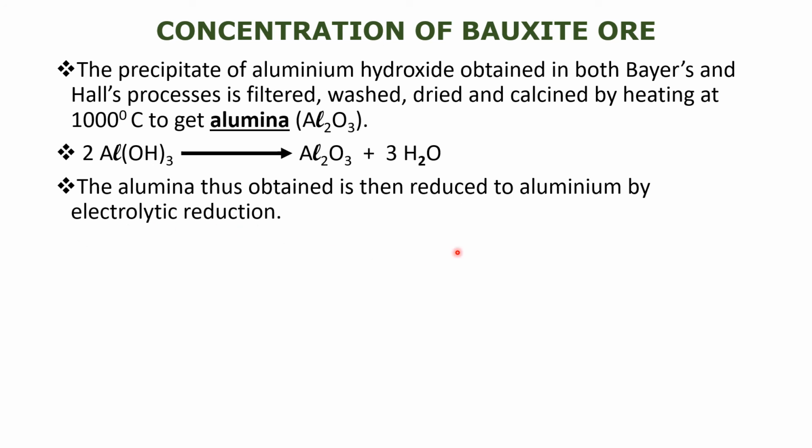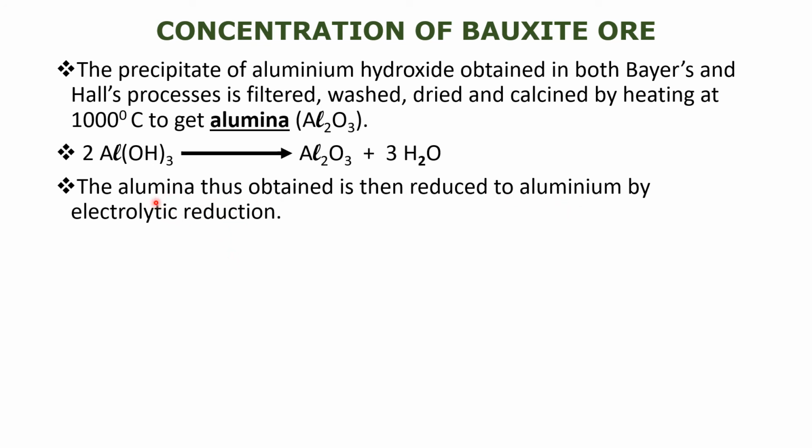Now we will do the second method. Now this is the first process. Remember, in metallurgy there are three processes. One is concentration, second one is isolation or reduction, and third process is refining. So we have finished the first process for aluminium. Now we will go to the second process: how we can use electrolytic reduction to reduce the alumina to aluminium.